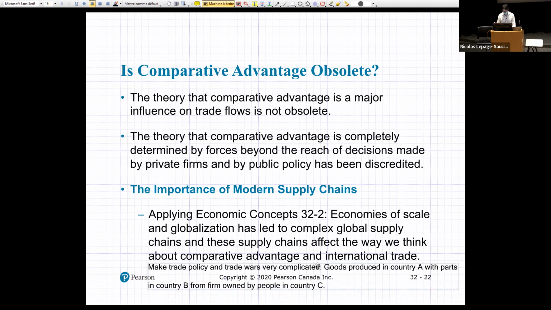So who do you hurt when you block imports from country A? Well, you hurt A, but you hurt also B, and you hurt also C, and B or C may be yourself. So it's really not that clear.